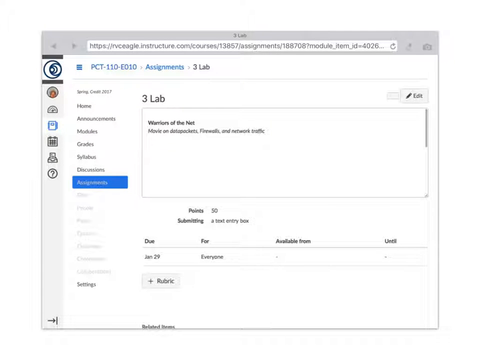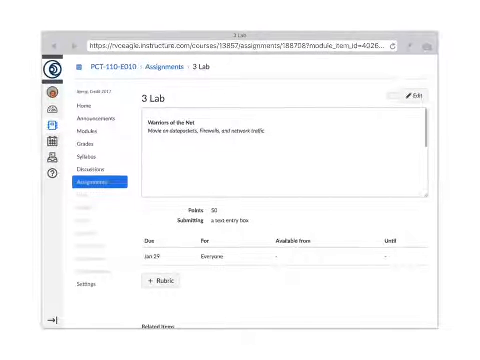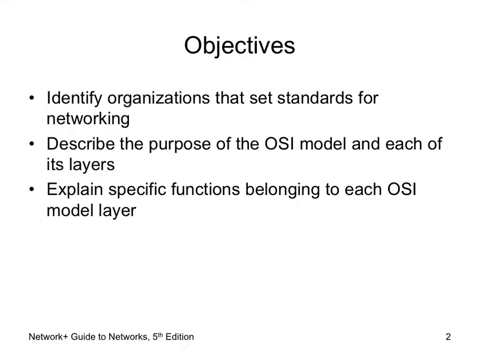And the video we're watching is going to be called Warriors of the Net, that will watch over data packets, firewalls, and network traffic is what it's comprised of. And as always, we also have your review questions and your quiz due this week as well for Chapter 2. So, again, OSI model we're going over tonight, and the standards that are in networking.